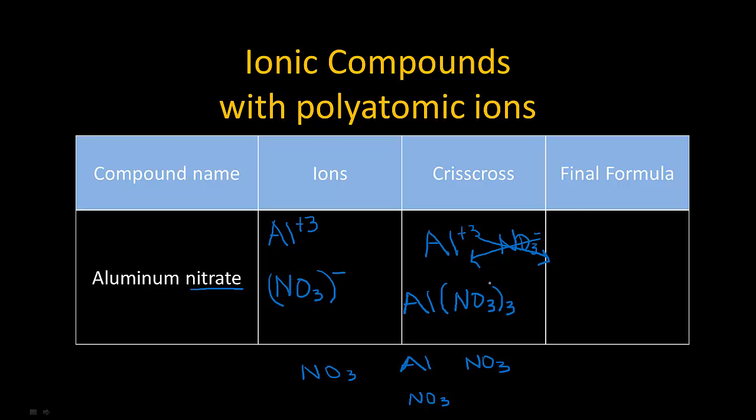So our final formula, after we have simplified everything, and this is already simplified, 1 and 3 is the lowest that we can go, will be Al(NO3)3. Okay, so aluminum nitrate looks like Al(NO3)3.